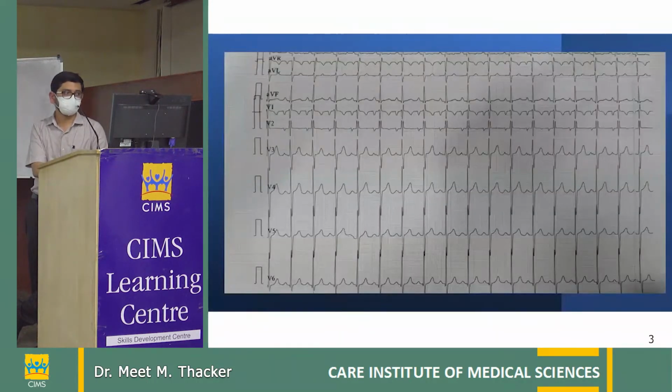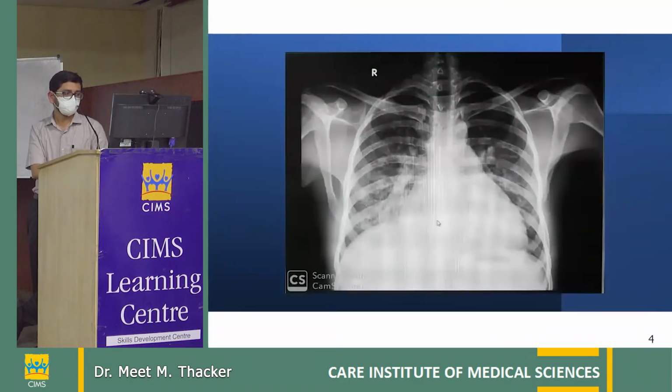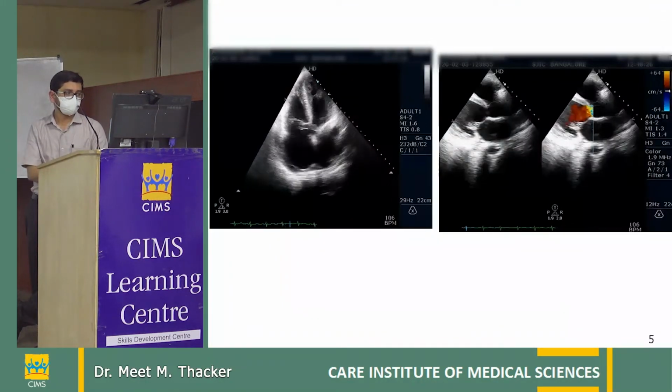This was his ECG. I'll just brief it. It shows a heart rate of around 110 with LVH and features of right ventricular hypertrophy or right-sided overload as well. So it is biventricular hypertrophy. This is his X-ray, and this was the echo.